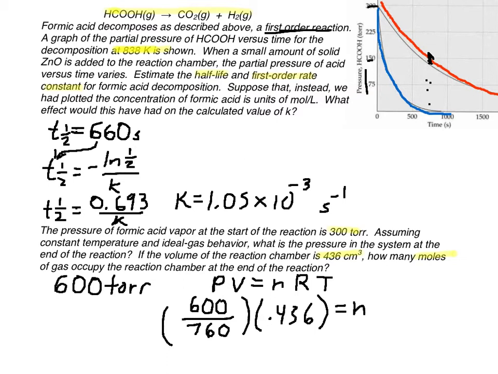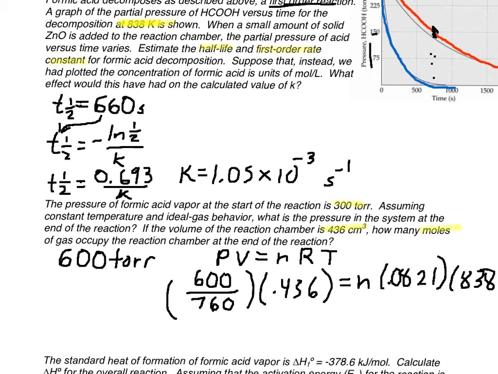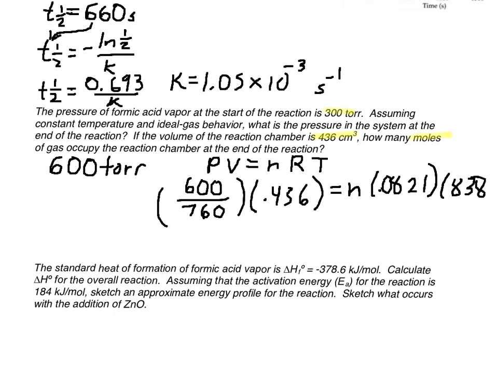n is what we're trying to solve for. R is 0.08206. Whoops, I forgot the 0. And temperature, it told us, was 838. We go through all of this, and we're going to get an answer of about 0.005 moles.